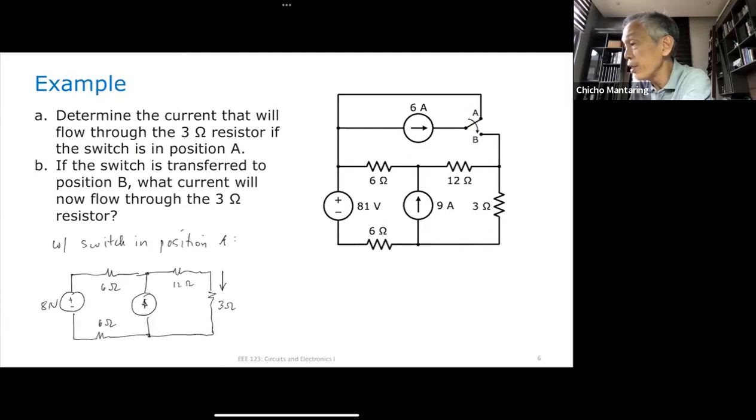The current through my 3 ohm resistor. Let me call this I_x of A, the current through my 3 ohm resistor. What technique can I use to determine I_x of A? Well, let's use nodal analysis.